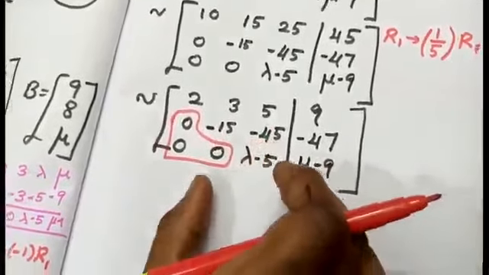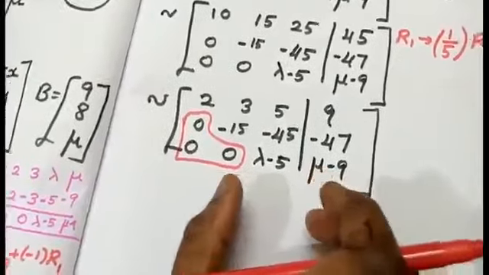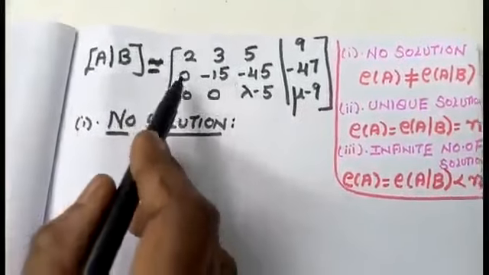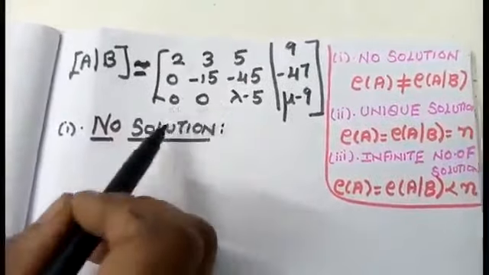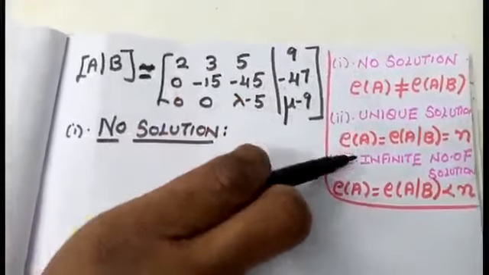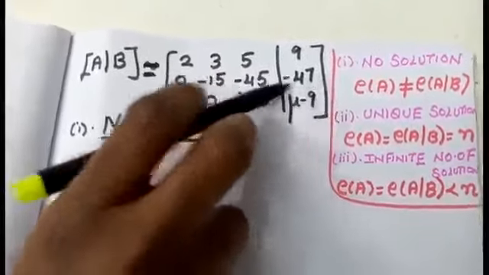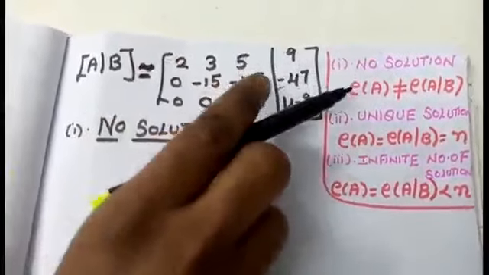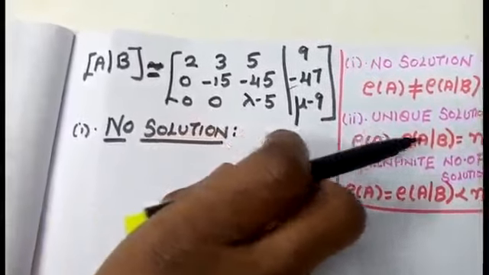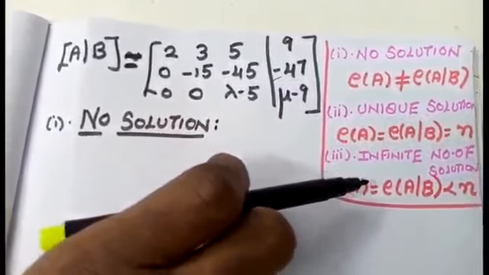Now we are going to check whether we have no solution, a unique solution, or an infinite number of solutions. Now I am taking the augmented matrix AB. I am getting it in this form. In these three places I am getting the value 0. Now I am going to check the conditions. For all these three cases we only check the rank. No solution means rank of A not equal to rank of AB. Unique solution, rank of A equal to rank of AB equal to n. Infinite number of solutions, rank of A equal to rank of AB less than n.